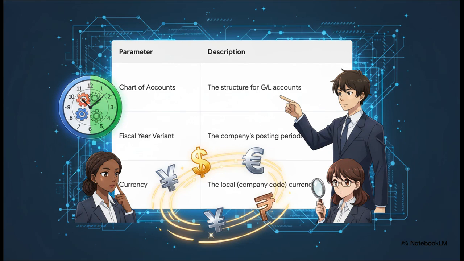So after you've copied the template, the next critical step is to review these key global parameters. The chart of accounts, that's the backbone of your entire general ledger. The fiscal year variant, that defines your business calendar. Does your year end in December or maybe it ends in September? And finally, you set the company currency, which is the local currency for that specific legal entity. Getting this right is absolutely essential for accurate local reporting.